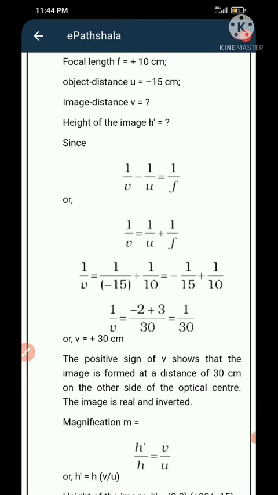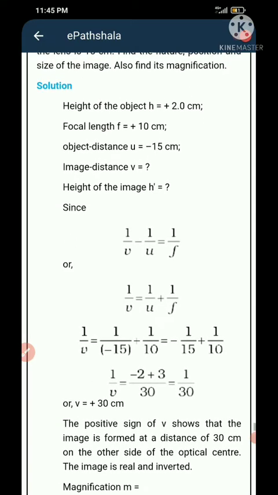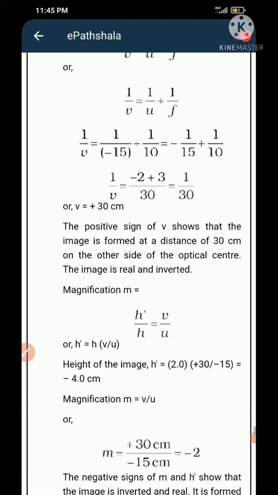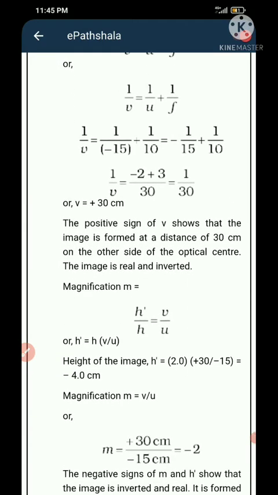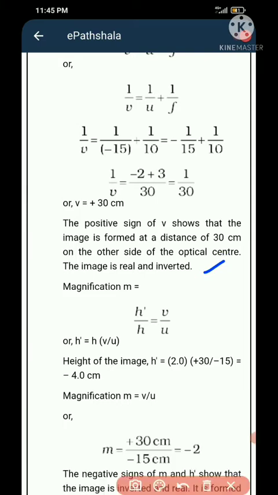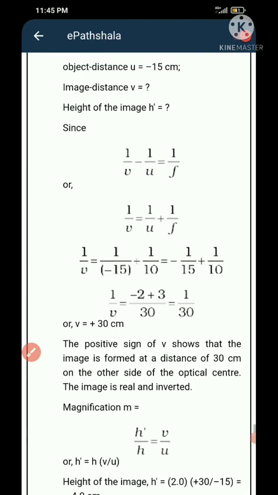What does the plus sign mean? The image becomes what? Real, because here focus is real, which is given with the plus sign. Okay, so v comes plus 30, which means real. It is written here: the positive sign of v shows that the image is at a distance of 30 cm on the other side of the optical center, and the image is real and inverted. Now understand by the image formation. Simply, image formation. Now understand.